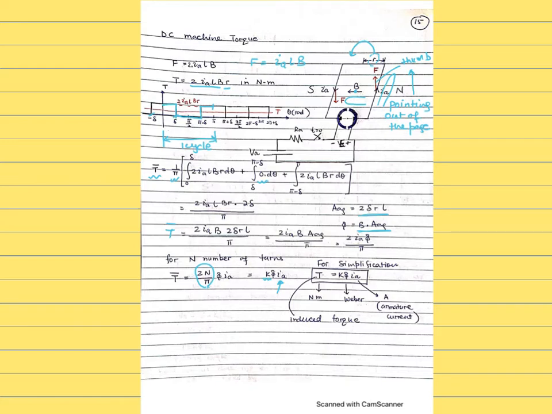So T is the induced torque measured in Newton meters. K is the constant, phi is the flux produced by the field winding in Webers, I_a is the current flowing through the armature coils, and is in amperes. So that's the second equation which we have developed.